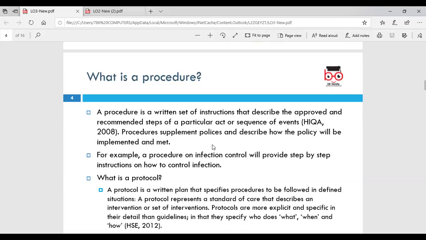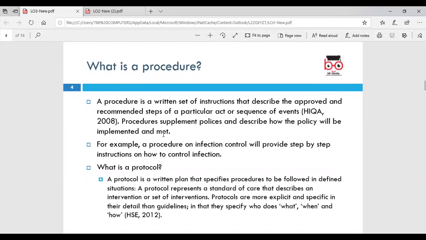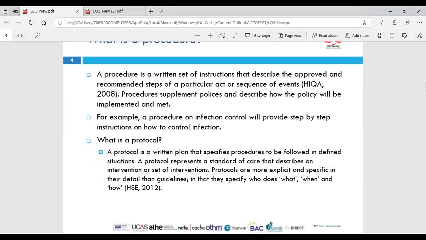And what is a procedure? It is a written set of instructions. As the name makes evident, it's a sequence of events or a particular act, so step by step, the procedure has to be explained in a document. These help policies to be in place, and describe how the policy would be implemented and met. The policy is in place, but how it has to be met is through a procedure. So a procedure on infection control will provide you a step-by-step process on how to actually control the infection from the first step to the last step.